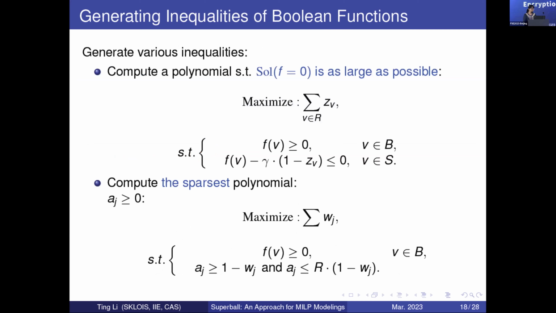And our approach could generate other types of inequalities. Here are 2 examples. The first is to compute a polynomial such that the set of points where f is 0 is as large as possible. And the second is to compute the sparse polynomial. Here, the sparse polynomial means most coefficients of the polynomial are 0.